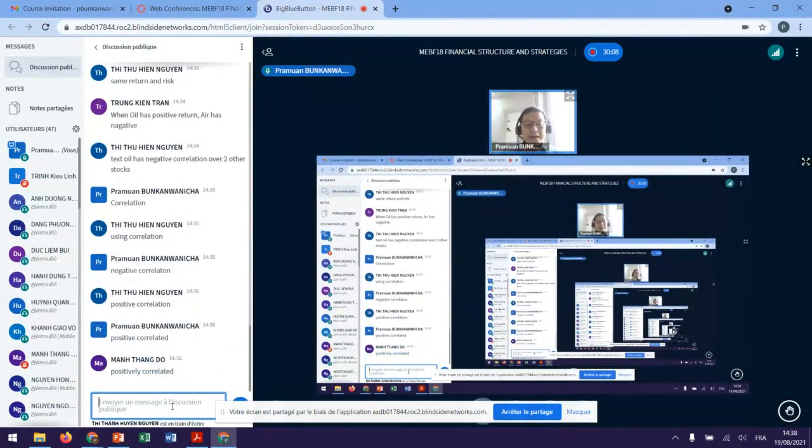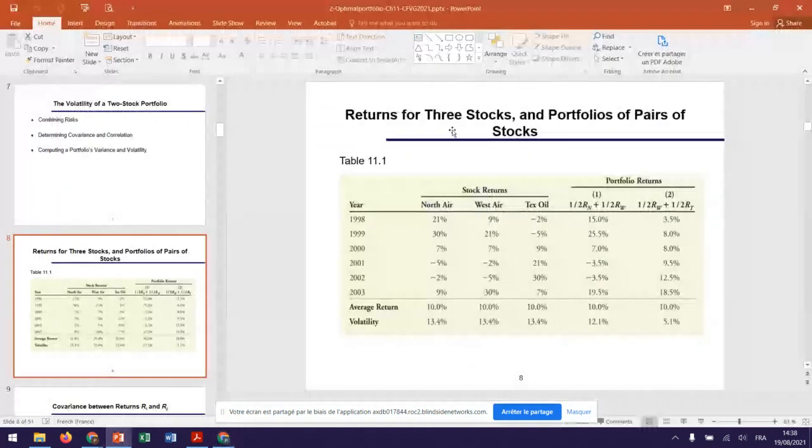When they are positively correlated, we're going to see later on that the correlation may give us some hints when you form a portfolio, especially when you want to benefit from diversification. I'll tell you later what the result of this is.